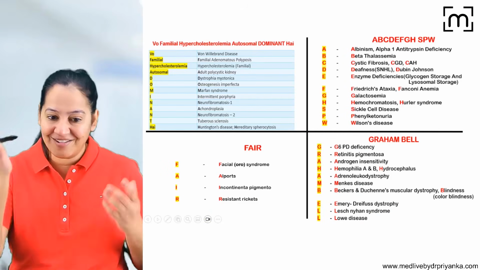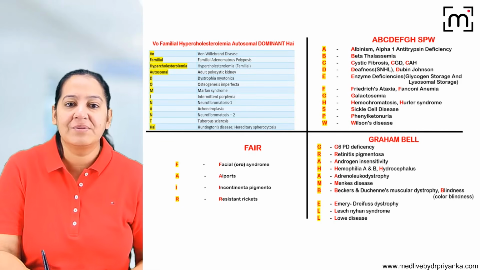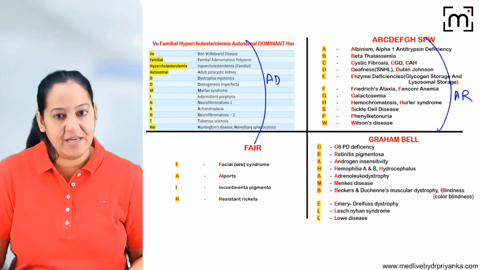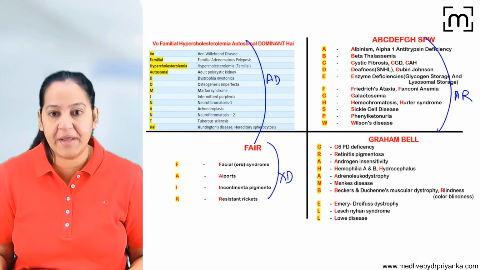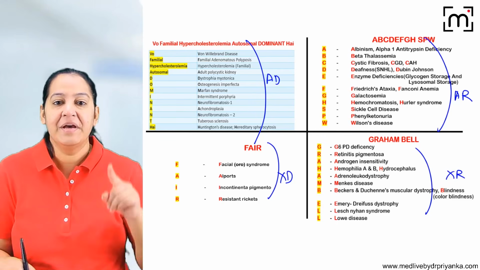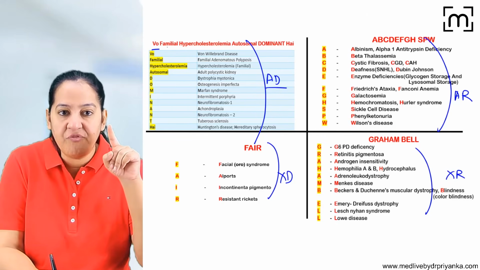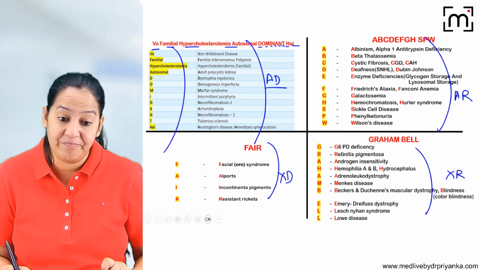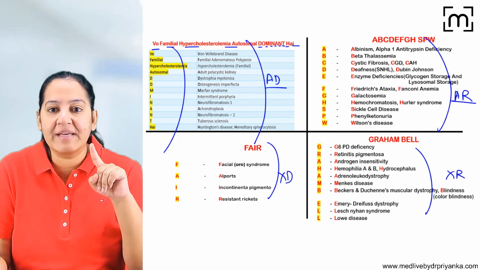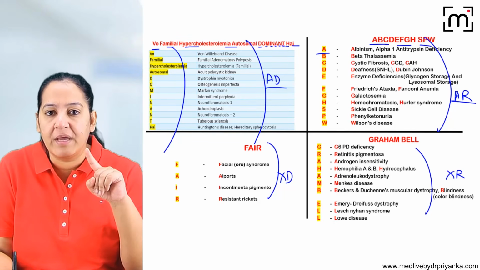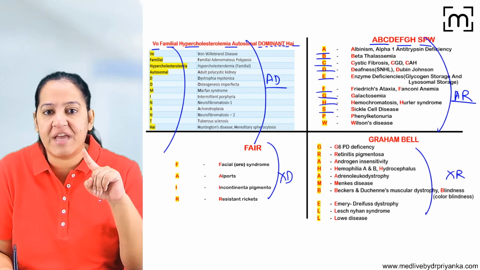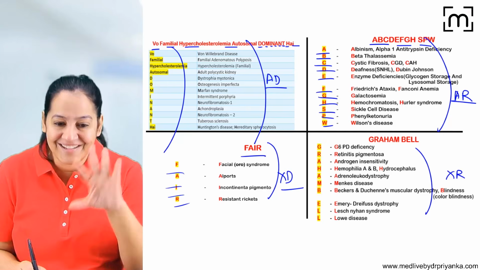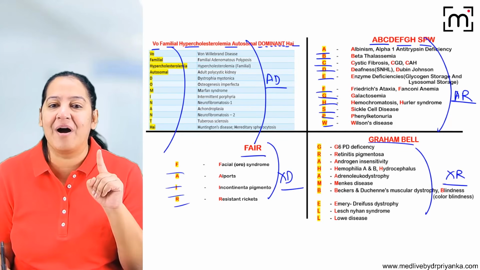I hope you all got it, and learn the four examples. The four examples are in front of you. This is the list of autosomal dominant, you can see the mnemonic. This is the list for autosomal recessive, see the mnemonic. The list of X-linked dominant, see the mnemonic. The list of X-linked recessive, see the mnemonic. For autosomal dominant, the mnemonic is familial hypercholesterolemia, autosomal dominant. See the full form. For autosomal recessive, the mnemonic is ABCD, EFGH, SPW. Learn the full form. For X-linked dominant, the mnemonic is FAIR. Learn the full form. And for X-linked recessive, the mnemonic is Graham Bell.